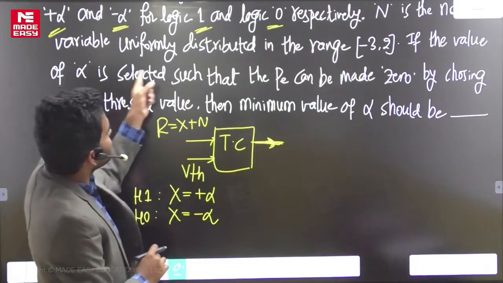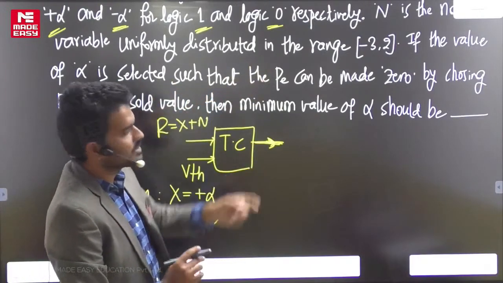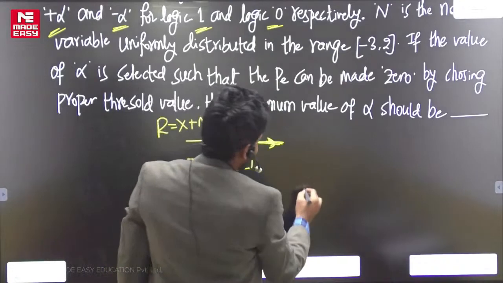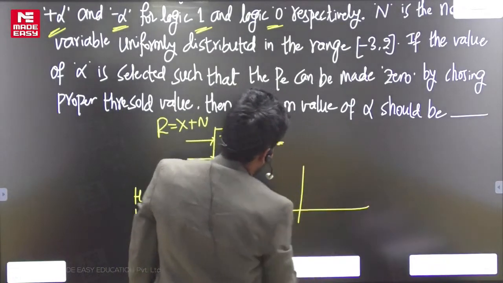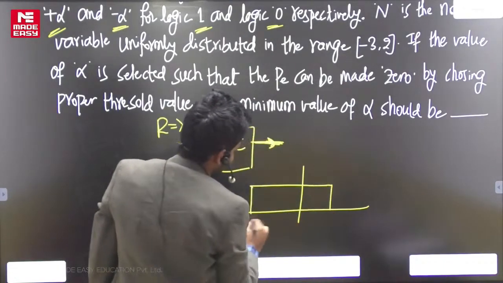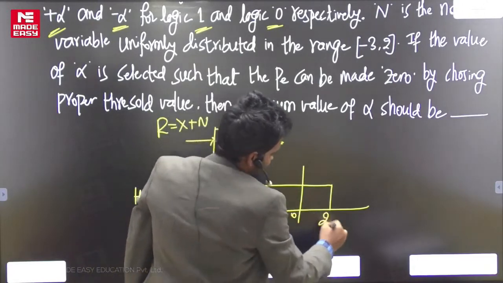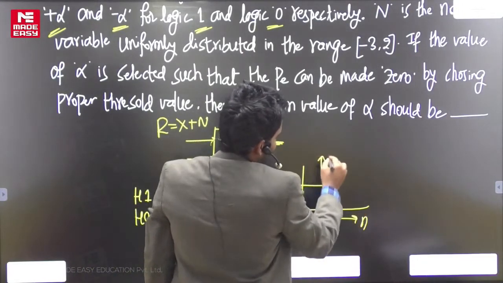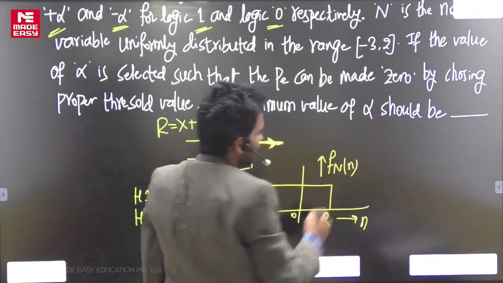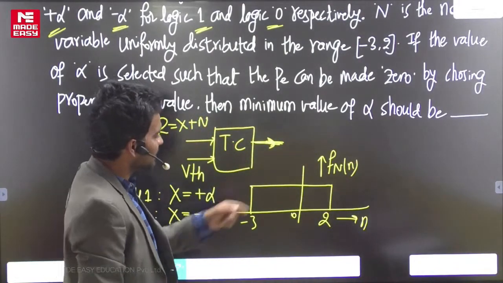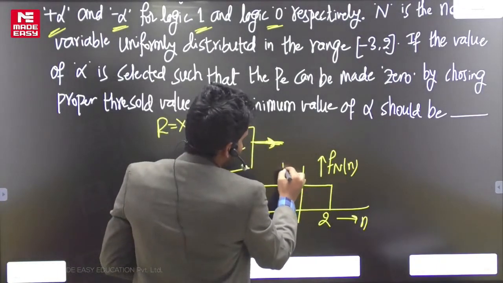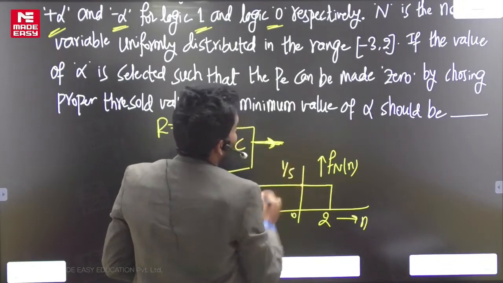And here the noise variable is uniformly distributed in the range -3 to 2. If you see the density function of noise, this is -3 to 2, uniformly distributed, so the density function is constant like this. Then the height will be, of course, 1 by 5.